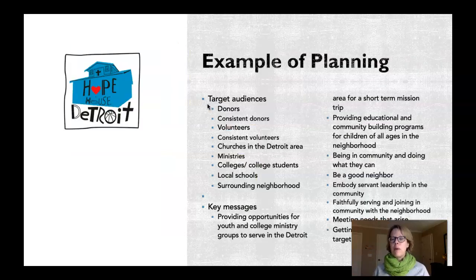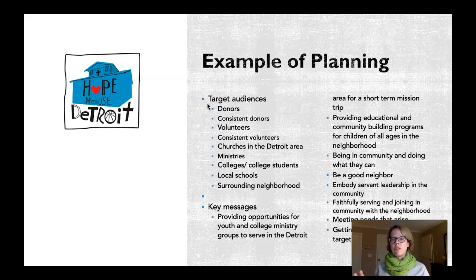So here's an example from Hope House Detroit. Again, I'm not using all the PR plan, just parts of it. But we talked about who our target audiences were. So we said we need donors to build more houses and to help more kids. Not only do we need donors, we need consistent donors who aren't just giving once, but who are repeating their donations to Hope House Detroit. We need more volunteers. We need consistent volunteers. Maybe a target audience could be different churches that might support that and send people out to help. Colleges and college students. All of this, those were all target audiences for Hope House Detroit.